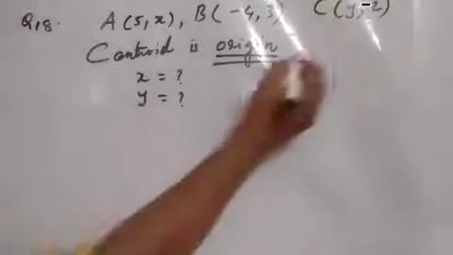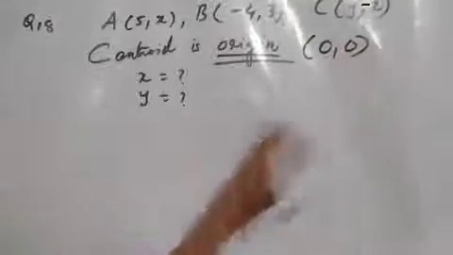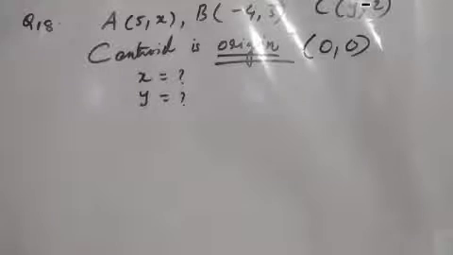Now the next is question 18. In this question there is a triangle ABC, A (5, x), B (-4, 3) and C (y, 2). Centroid is origin. Can you say what is the coordinate of origin? Yes, it is (0, 0). We need to find the value of x and y.